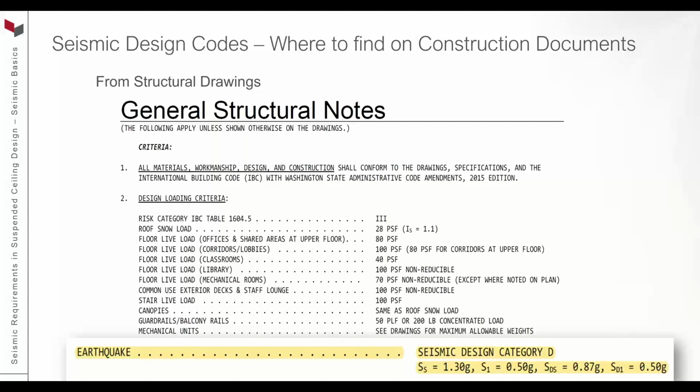So we have risk category, roof snow load, floor live load, common use exterior deck and stairs. And we get down to the bottom, and I want to highlight this. This is the earthquake load. So this tells us what seismic design category.